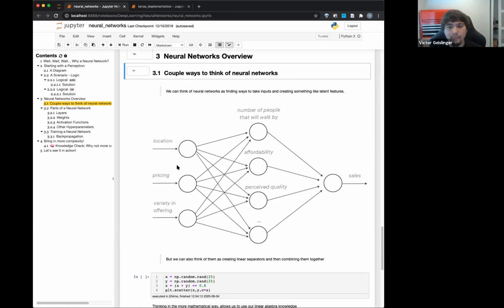For example, let's say location and pricing determine the number of people that will walk by. So if you have a really good location and the price looks good, you'll have more people actually walk by. Affordability might depend on just pricing and maybe a little bit of location. So the idea there is that these are like latent features, kind of like when you talk about feature engineering, that's what's going on here, but it's done more automatically.